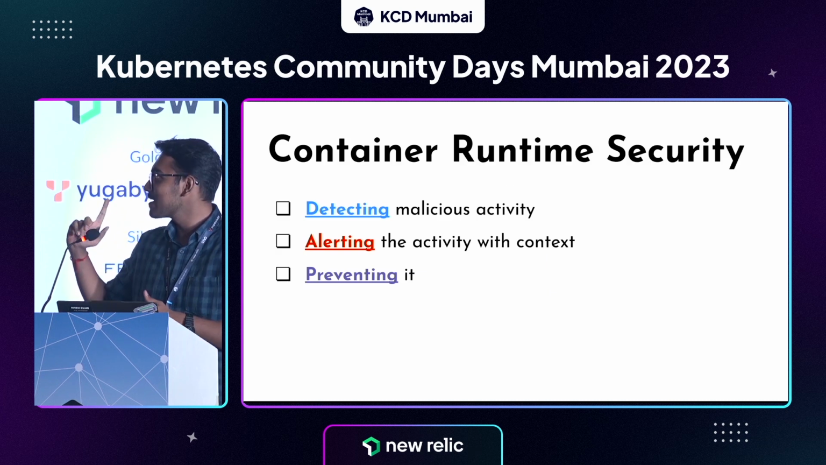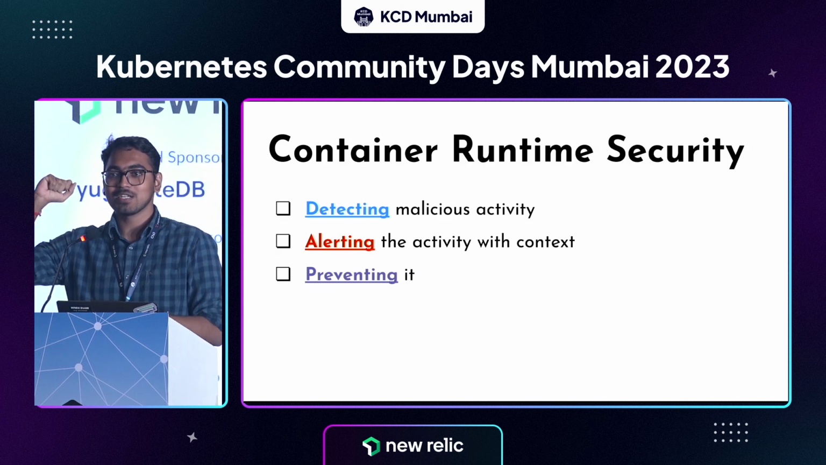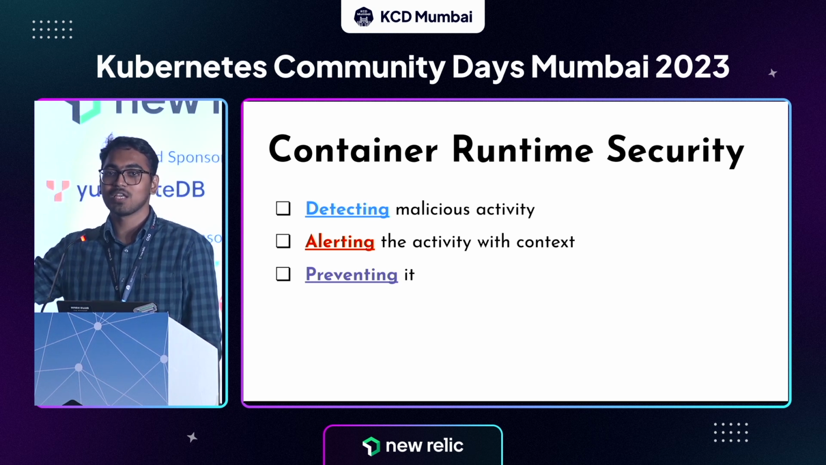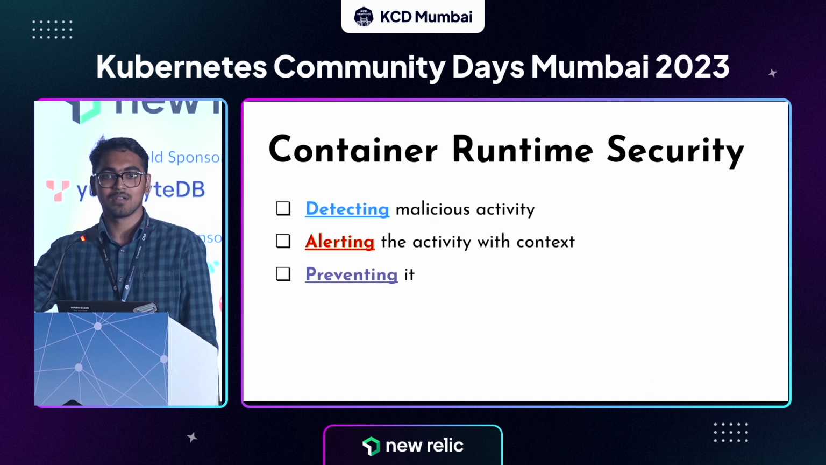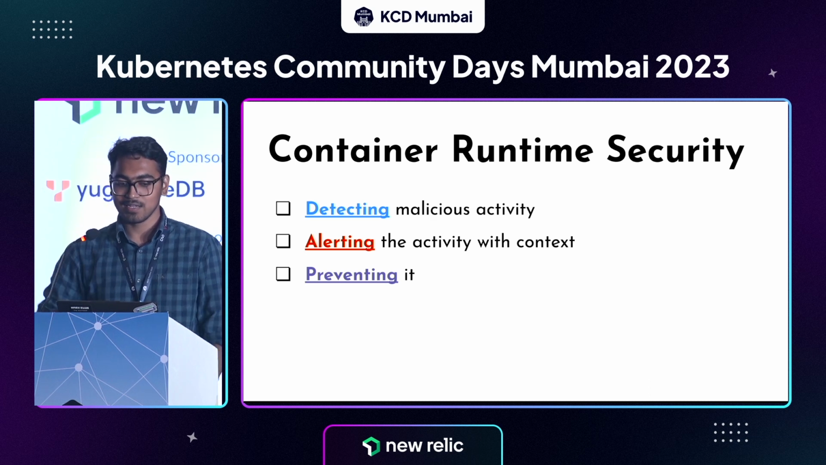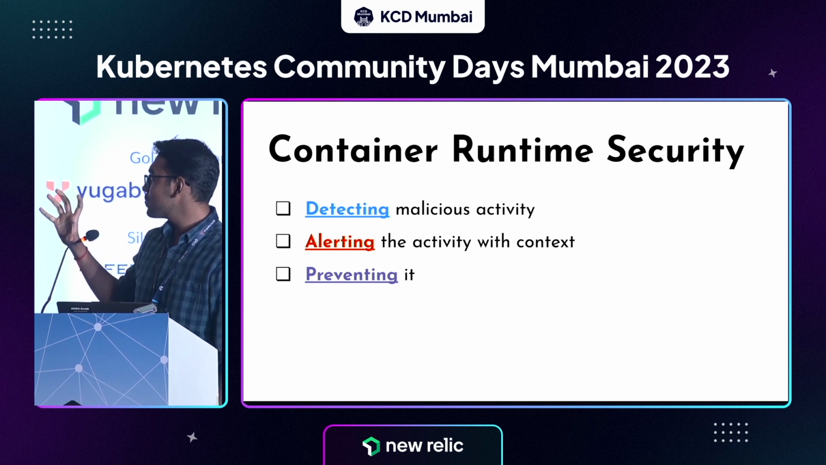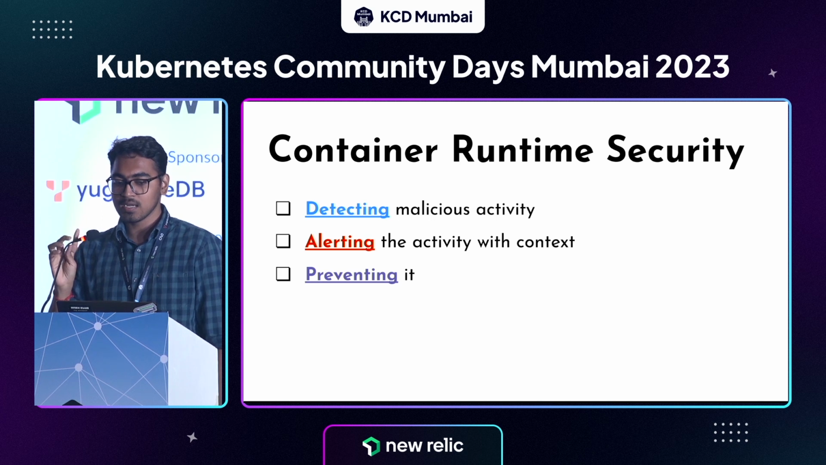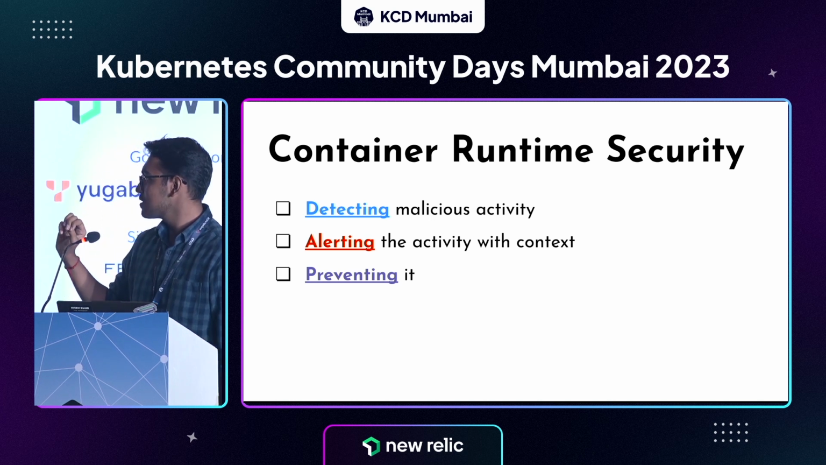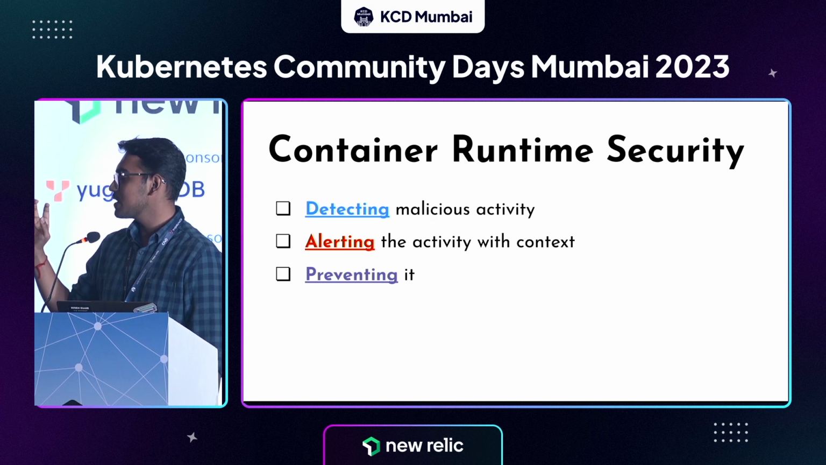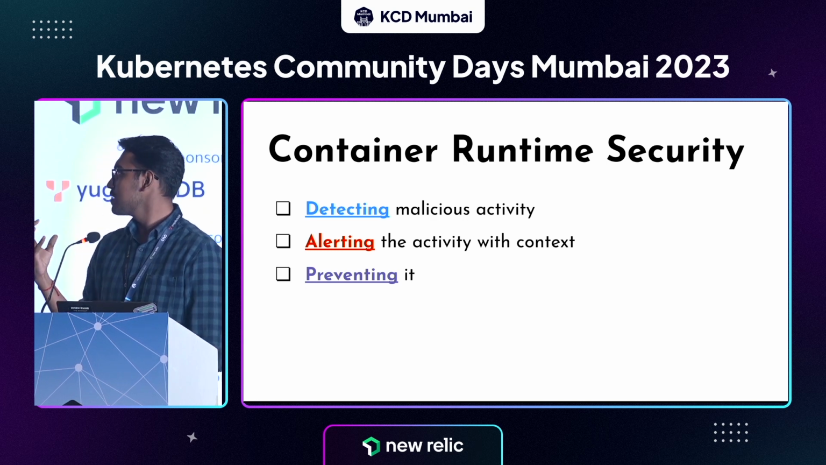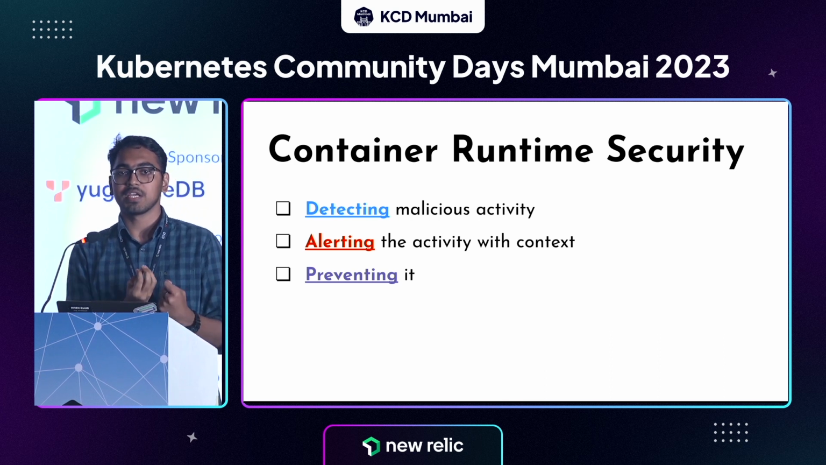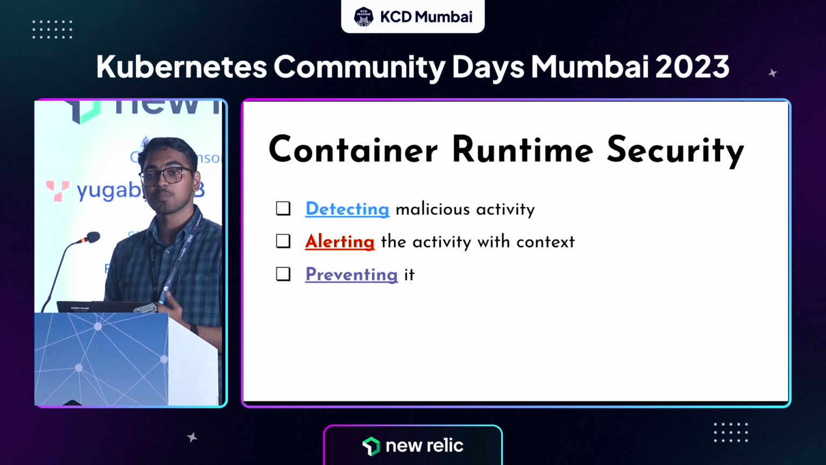Hence, container runtime security. A quick question, anyone here implementing some form of runtime security or have heard about runtime security earlier? Great. So to abstract away the complexity, I compiled container runtime security into three parts. First is detecting the malicious activity, which involves monitoring and observability. Alerting the activity with context, where the malicious activity happened, which container, and details like that. And finally, trying to prevent it.